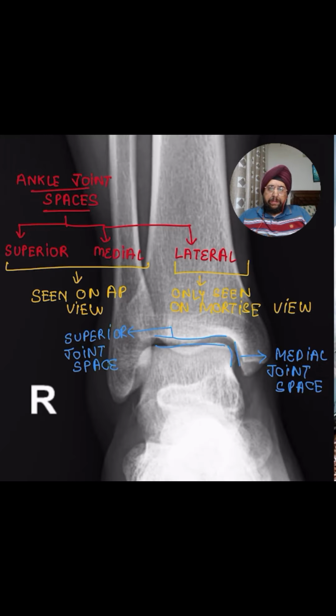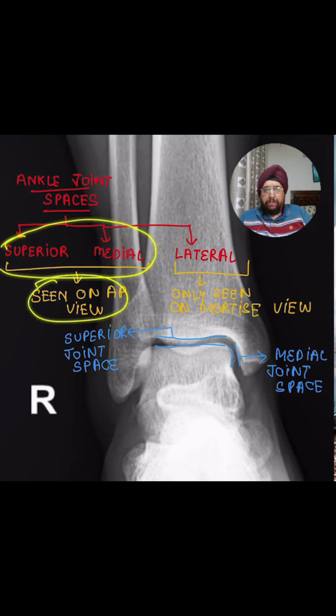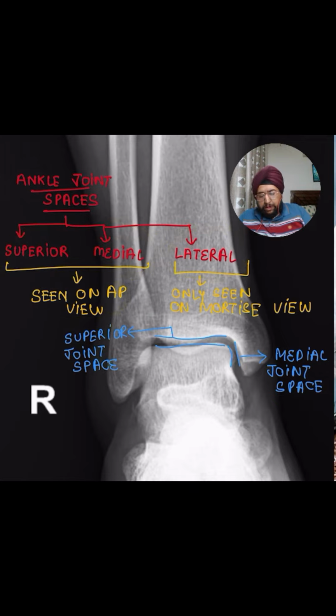The ankle joint space is divided into a total of 3 spaces. We have the superior joint space, the medial joint space, and the lateral joint space. Out of these, the superior and medial are visible on the AP view, while for the lateral joint space, we do a specialized view. We call it the mortise view.